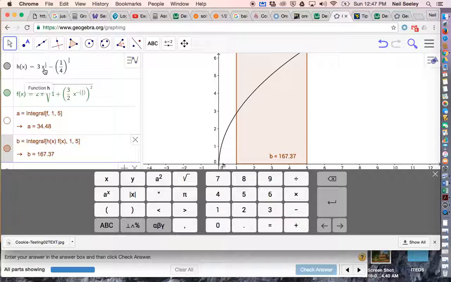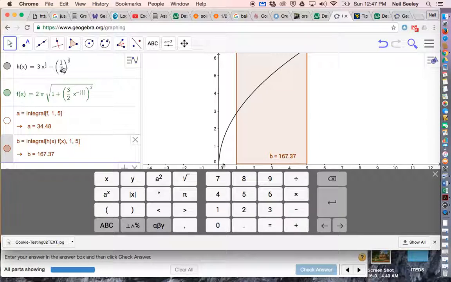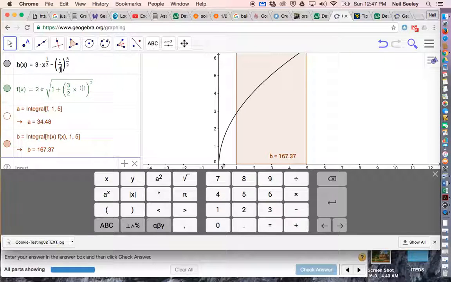So 3x to the 1/2, does that match? And 1/2, is that right? You double check what ours is. Yeah, 1/2 to the 3 halves. Okay, let's do it. So instead of 1/4, it'll be 1/2 inside my function here. So I can get that to happen, bingo.